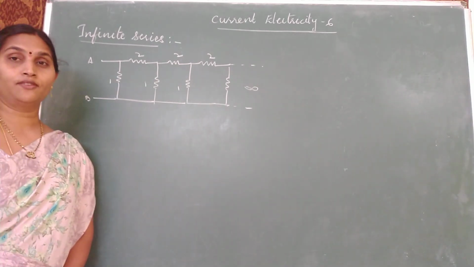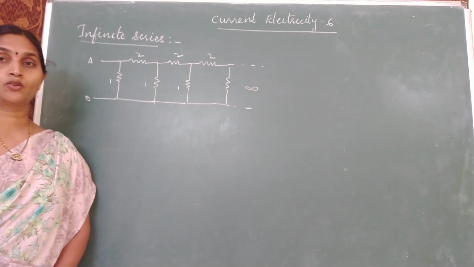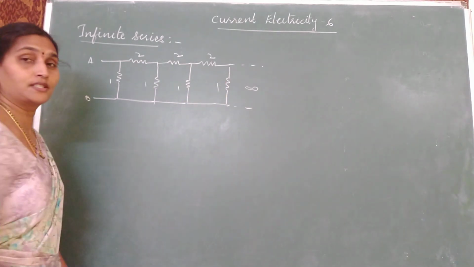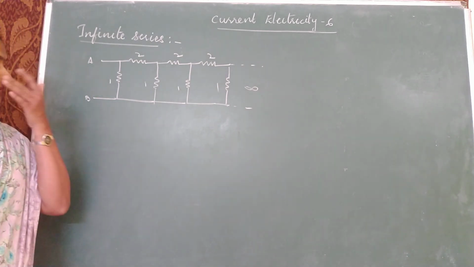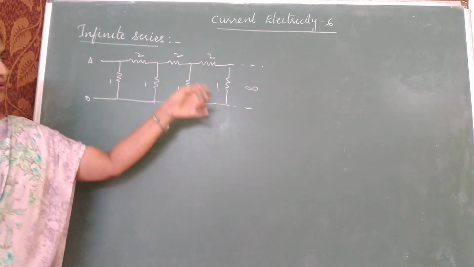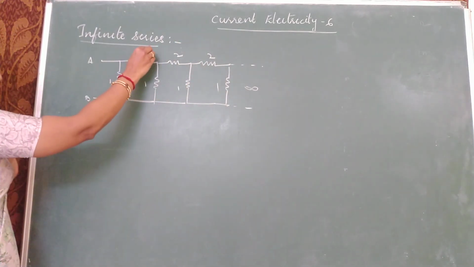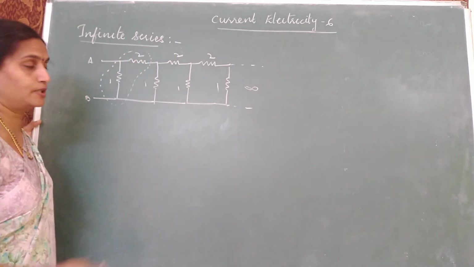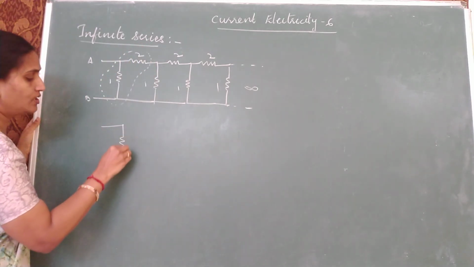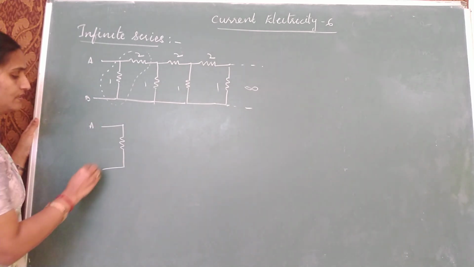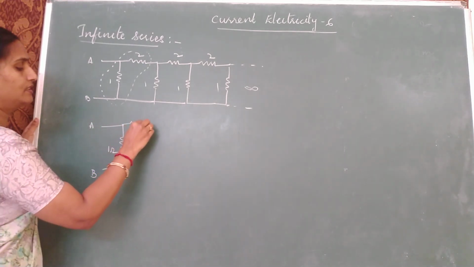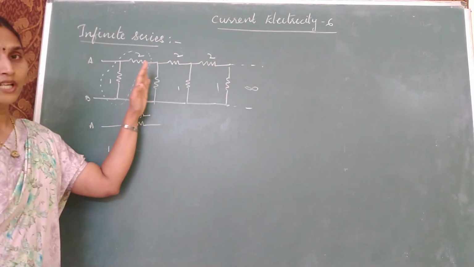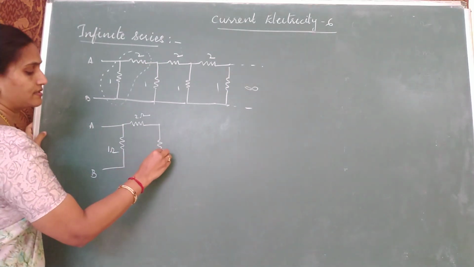Then for such type of infinite series, what was the logic I told you in doing questions of capacitors? First we have to identify the branch which is repeating, say 1, 2, 1, 2, 1, 2 and so on. Now leave one repeating branch. This is the branch which is continuously repeating, so I will redraw it. A and B, 1 ohm, and here you have 2 ohm. So till here I will assume that my answer is X.